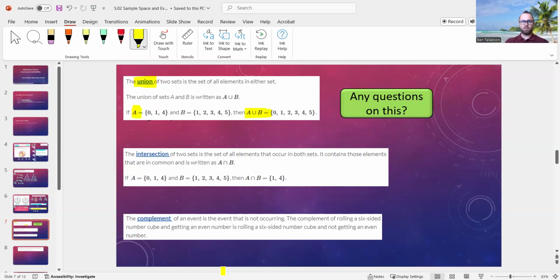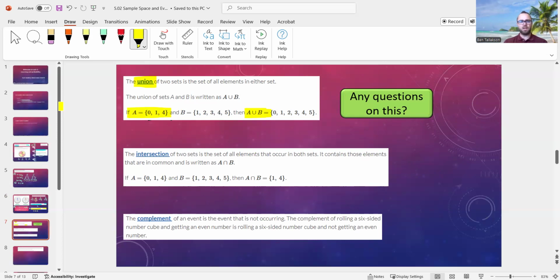Now, A is representing one situation, B is the other. It could be spinning a dice. It could be winning the lottery. It could be whatever you'd like it to be. Okay? Rolling a dice, spinning a spinner, whatever you'd like. We're just going to say it's a spinner since that's what we've been looking at. So spinner A, we could say has a 0, a 1, and a 4 on it.